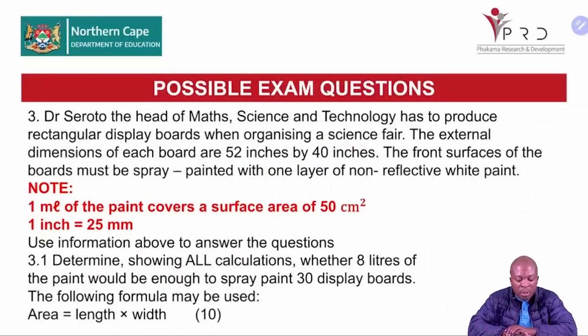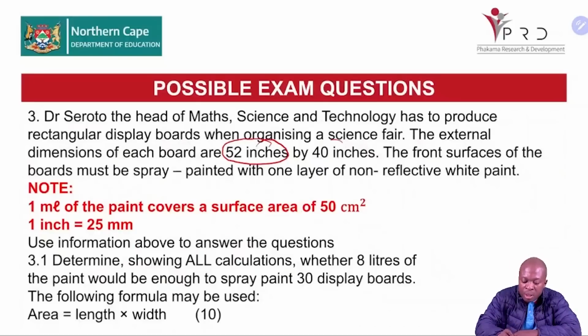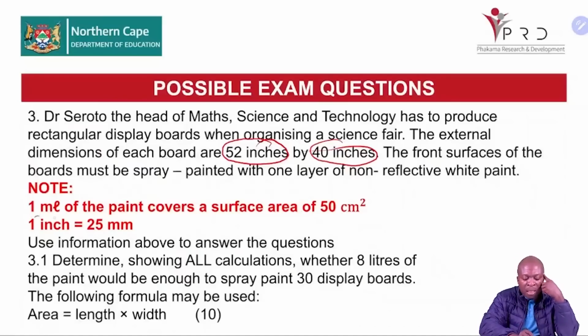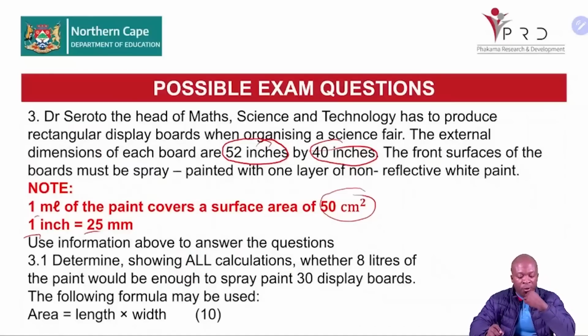It says Dr. Siroto, the head of Math Science and Technology, has to produce rectangular display boards when organizing the science fair. The external dimensions of the boards are 52 inches by 40 inches. You must then highlight them. 52 inches, 40 inches. The front surfaces of the boards must be spray painted with one layer of non-reflective white paint. Then the examiner has given information. It says every 1 milliliter of the paint covers 50 centimeters squared. 1 inch is the same as 25 millimeters.